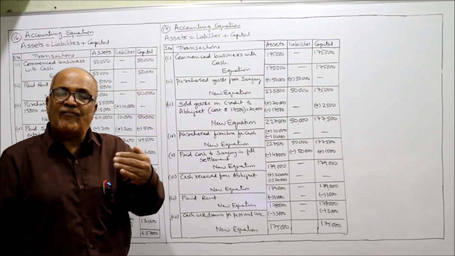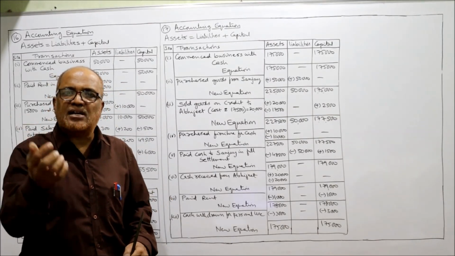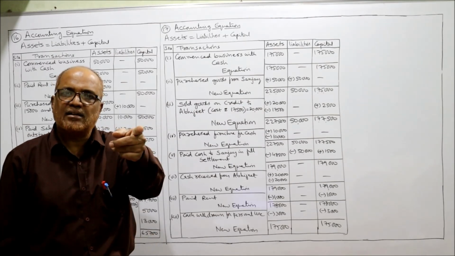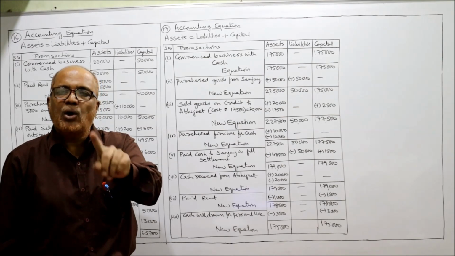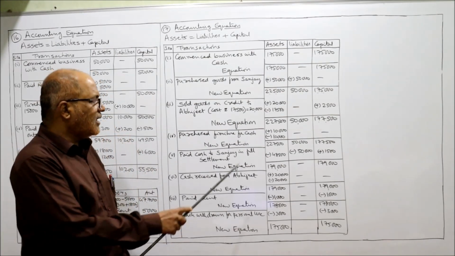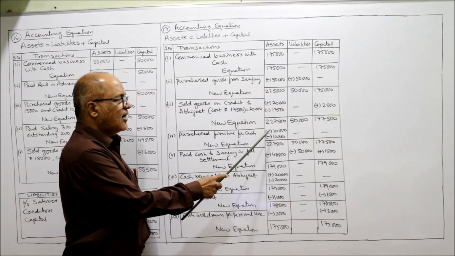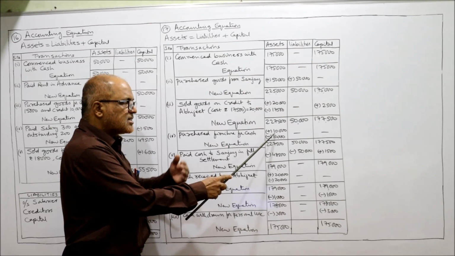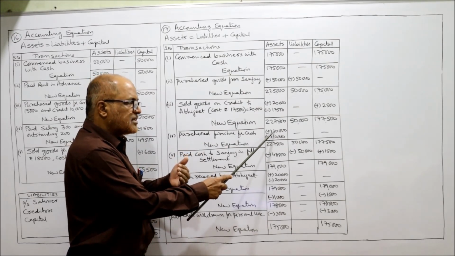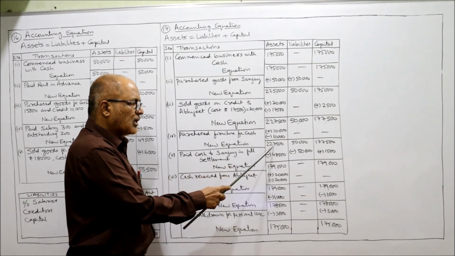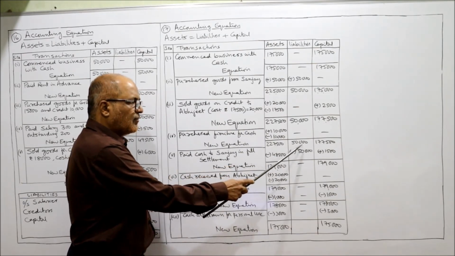Next one, purchased furniture for cash. Furniture is coming in, cash is going out. That means furniture is an asset, cash is also an asset. One asset increases, the other asset decreases. How much furniture? 10,000 rupees. Because furniture is coming in, 10,000 rupees increased. Cash is going out, minus 10,000. So the total will remain the same, 2,27,500, and 50,000.